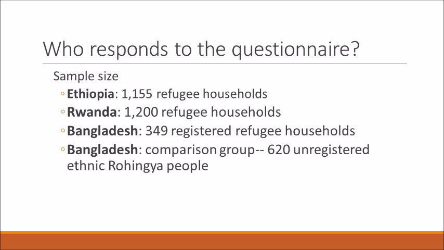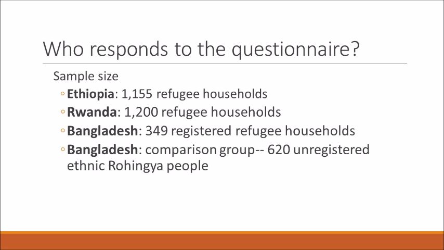Who responds to the questionnaire? To identify the households to survey, in Ethiopia and Rwanda, random samples were taken from the refugee households in the camps. As all of the refugees received the same food rations and other assistance, our survey design allowed for the analysis of cross-sectional differences among camps and among different socioeconomic and ethnic groups within the refugee population.